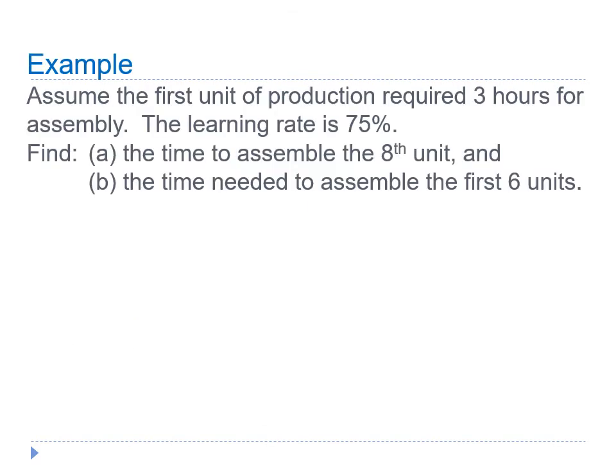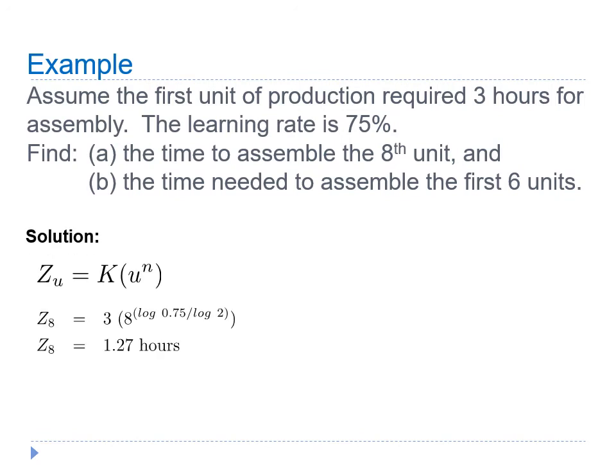Let's take a look at one example. Assume the first unit of production required 3 hours for assembly. The learning rate is 75%. Find A, the time to assemble the 8th unit, and B, the time needed to assemble the first 6 units. Here is the solution.